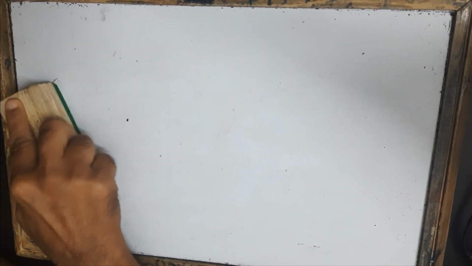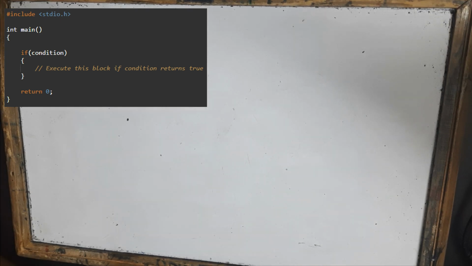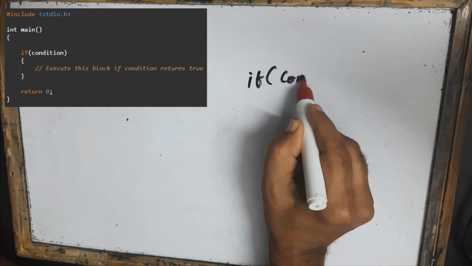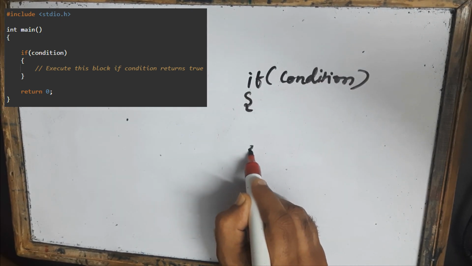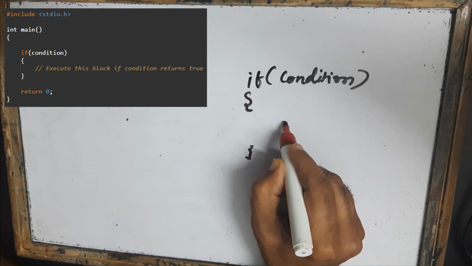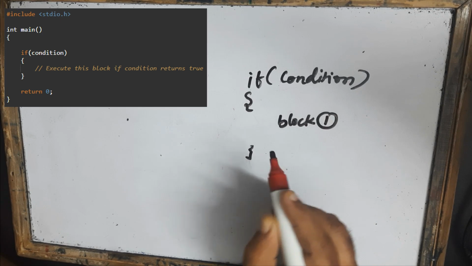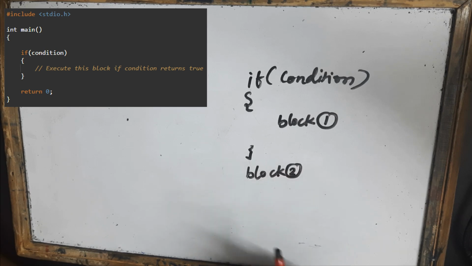Okay, so this is how we implement it on the computer using the if condition. Something like this: if condition, then block number 1, else block number 2. This is a condition.